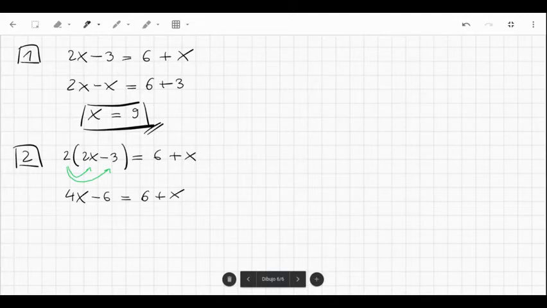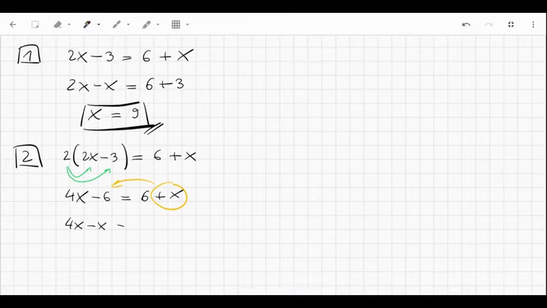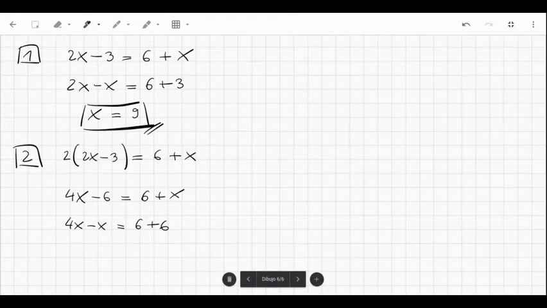And then we do the same thing we did earlier. All the terms with the variable x on the left member and all the terms without the variable on the right member. So 4x stays here, and then I need to move this one to the left side, okay? So minus x, and then this will become 6, and then minus 6 becomes plus 6 on the right side, okay? Make sure you understand these steps, and if not, let me know.